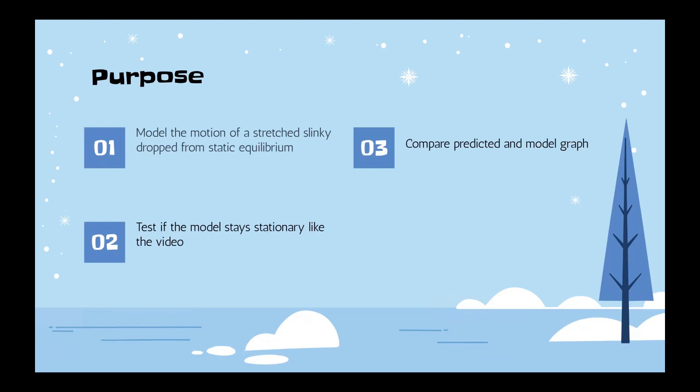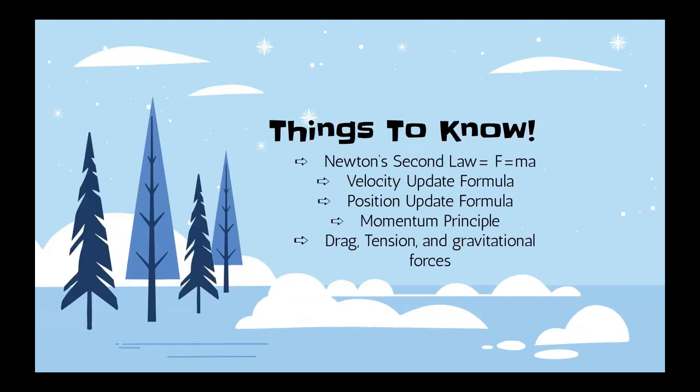So the purpose is to model the motion of the stretched slinky drop from static equilibrium. And we're going to track the bottom of the slinky to see if it stays stationary like the video. And then I'll compare the predicted and model graphs.